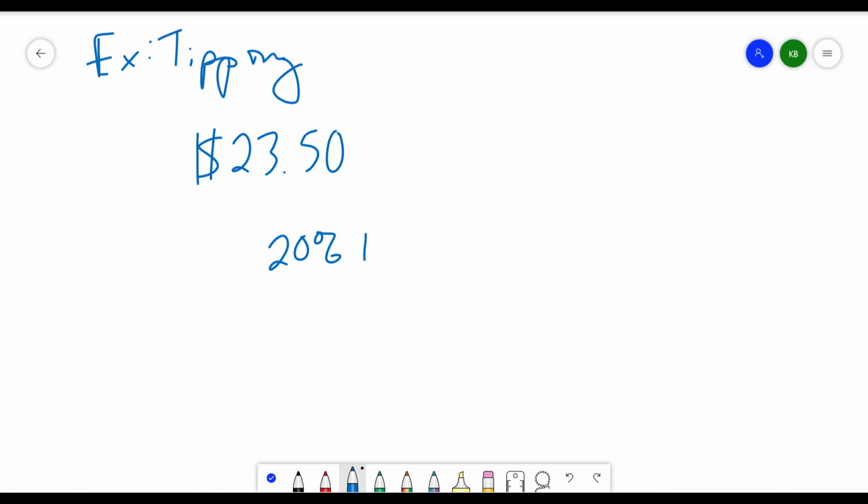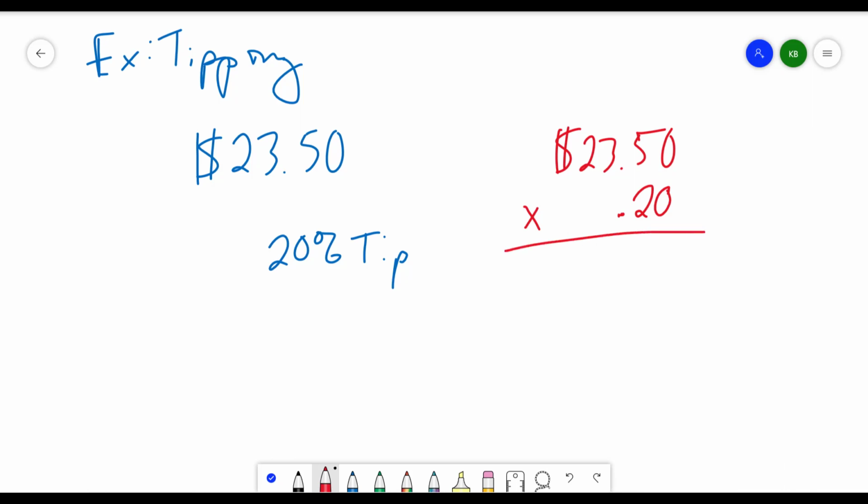So if I want to give a 20% tip on my bill, then what I do is I take the amount. So I'm going to take my $23.50 and I multiply it times the amount that I want to tip as a decimal. So I could take 20% and it changes to a decimal of 0.20. And when I do this multiplication, I get zeros all around there.